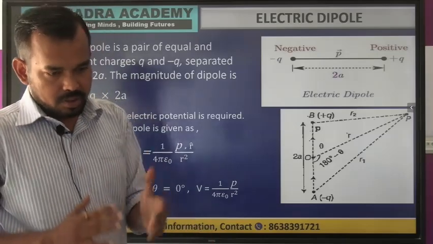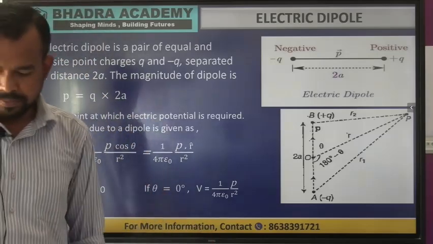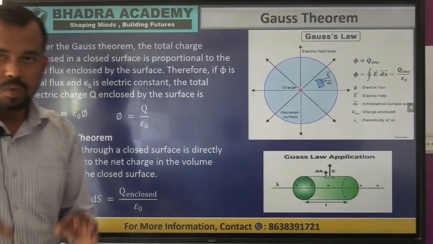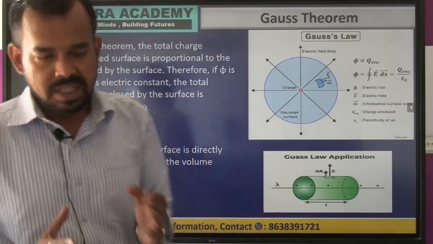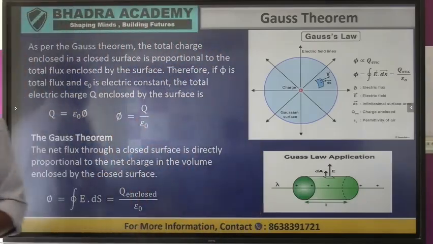So these are the two situations that exist for an electric dipole. I hope that is clear to you. And now, what is Gauss theorem? Gauss theorem will be crystal clear to you now, because we have understood the above concepts.